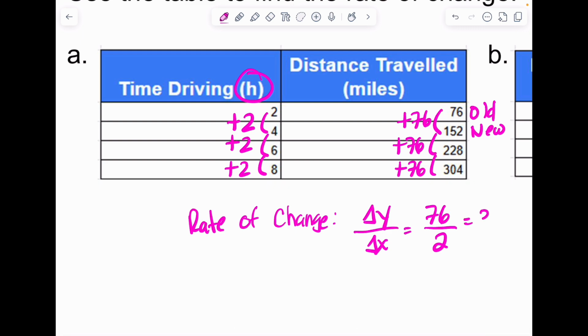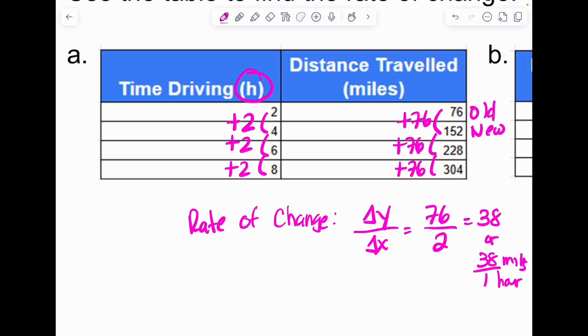So that simplifies to 38, and I'm completely okay with that. But sometimes you'll see where we write 38 over 1 because this is a rate of change. So we want to know, for every 38 miles, does that make sense? I travel 1 hour.